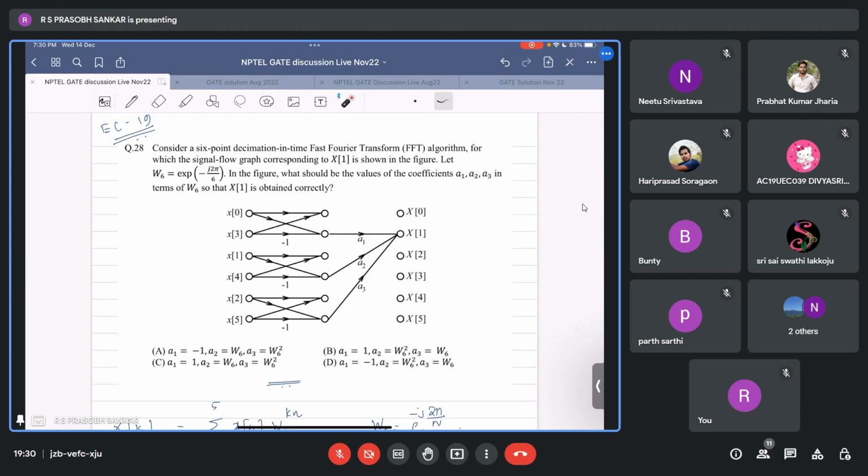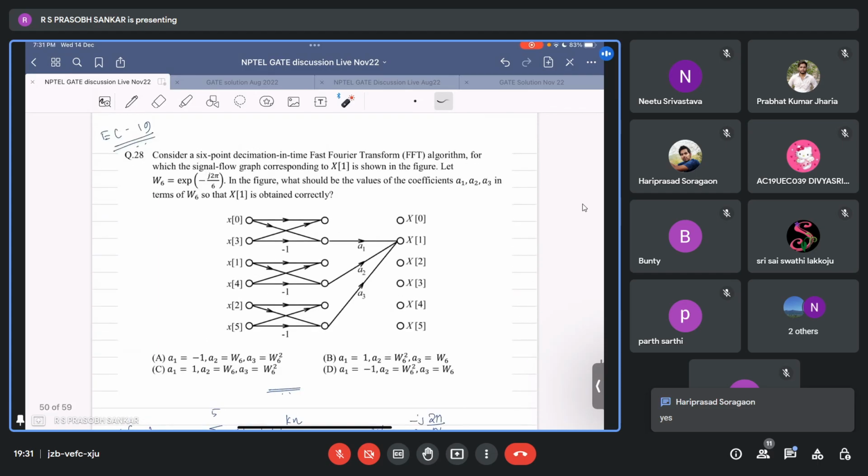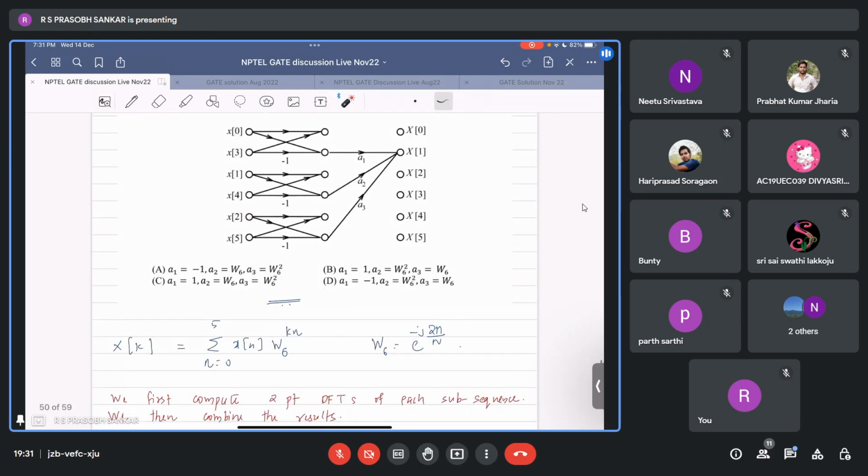Shall we continue? Okay, thanks. If something is not clear, please let me know. So what are we doing here? We are trying to compute the DFT by separately computing the DFT of this one and this one in a slightly different way.